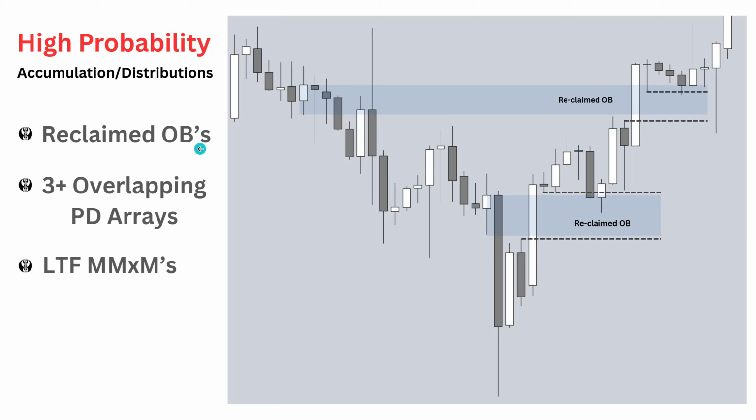Let's just start with reclaimed OBs. You can clearly see that a reclaimed OB is a previous or prior bearish order block that was closed back above, and we're talking about the open and close prices here. So this is the close price. If we close back above, that now creates our reclaimed order block, which we do touch back into, continue higher, and we do the same thing here again.